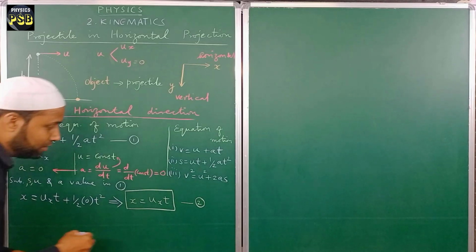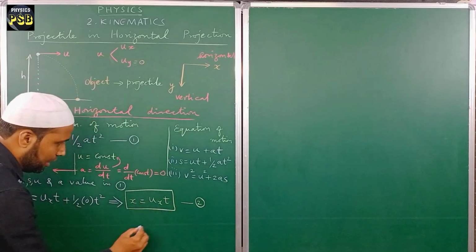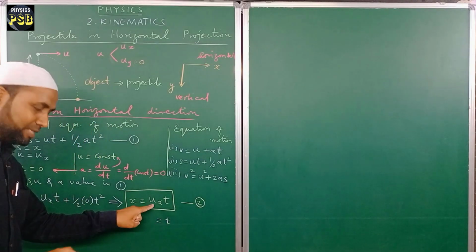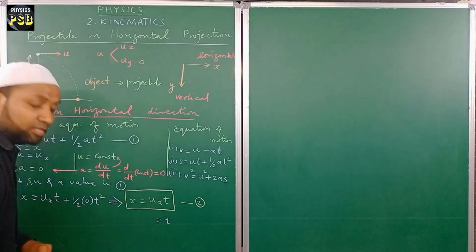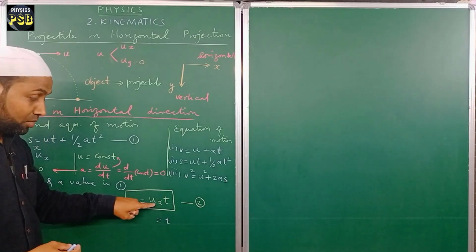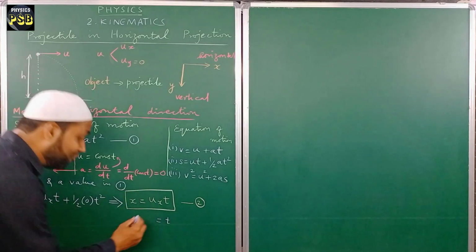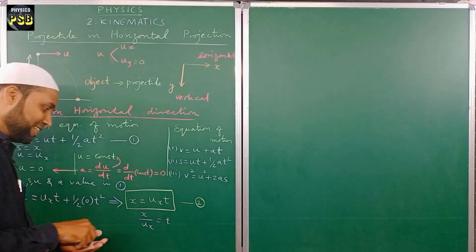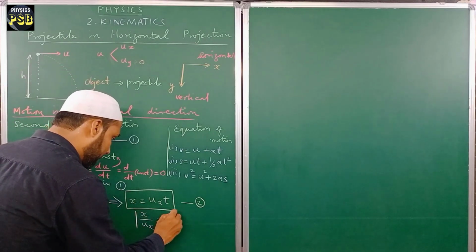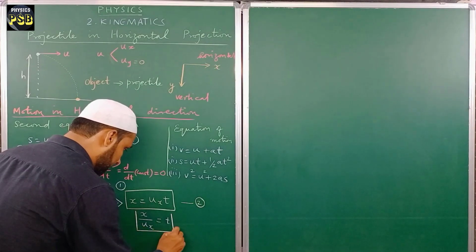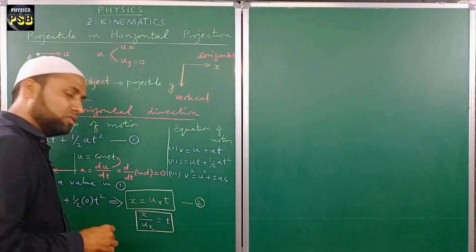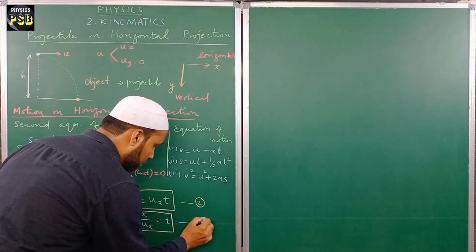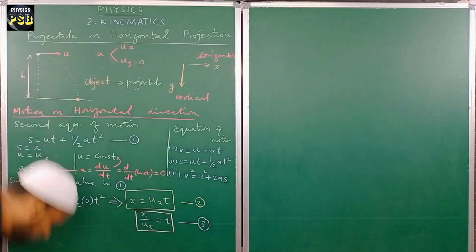How will I do that? I keep t here as such. ux is taken to the other side. Here it is multiplying with t. When it is taken to the other side, it will divide. So t equals x upon ux. Understand? This is the time taken. I take this as equation number 3. This is how we get the value of t.